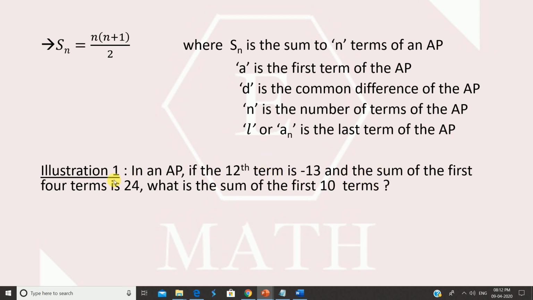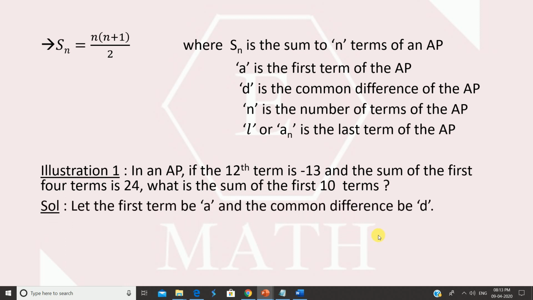Illustration 1. It says that in an AP, if the 12th term is minus 13 and the sum of the first 4 terms is 24, what is the sum of the first 10 terms? So the solution goes like this. First of all, let us assume the first term be a and the common difference be d.